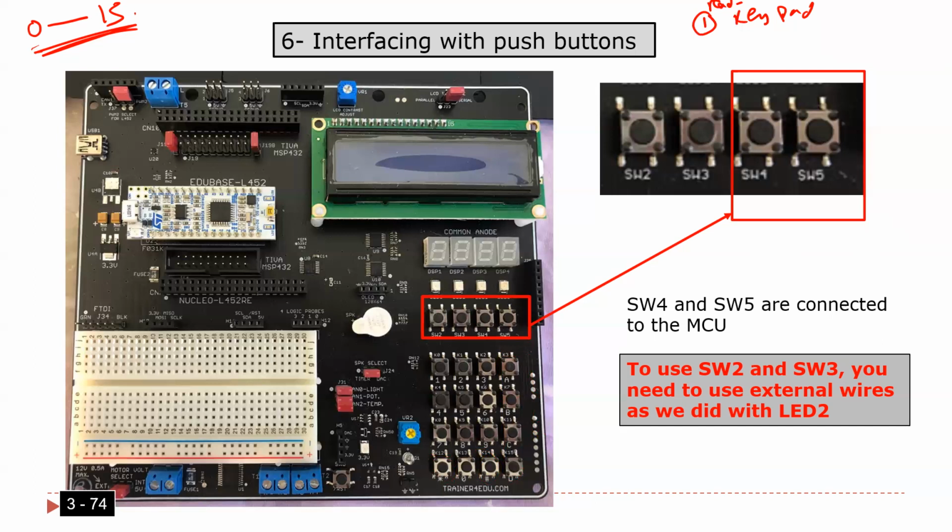Number 2, if the user hits any number from 0 to 9, from here 1, 2, 3, 4, 5, 6, 7, 8, 9, 0, then all you have to do is display this number on the LCD. So if I hit 5, you have to display 5. If I hit 7, you have to display 7. How can you do that?